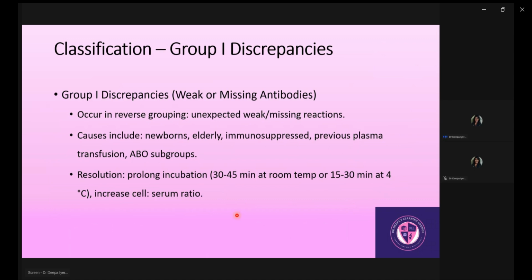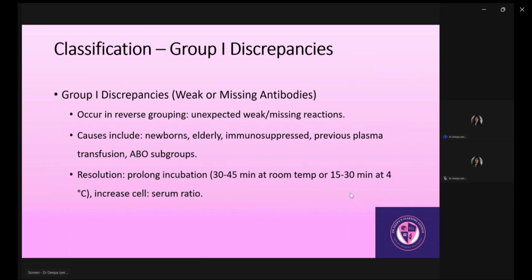What do you do? One thing that you can do is take the entire clinical history, look at the age, ask if there is any chemotherapy, ask if previous plasma transfusion is there, any other blood transfusion. Rule out all pre-analytical, analytical, and clinical perspectives that can interfere. Then obtain a fresh sample and do a prolonged incubation. A prolonged incubation means extending the incubation to 30 to 45 minutes at room temperature or 15 to 20 minutes at 4 degrees centigrade.